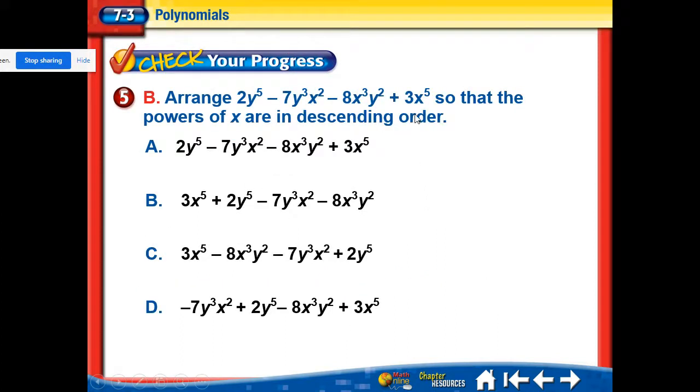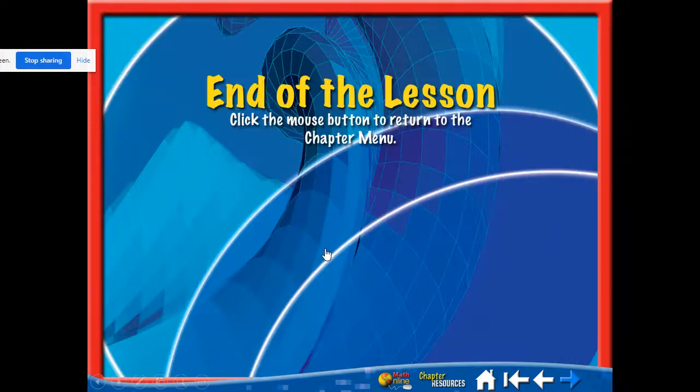And one for you to try. X to the fifth has got to go first, followed by x to the third, and then x squared, and then our constant. And that's what I have for you today.